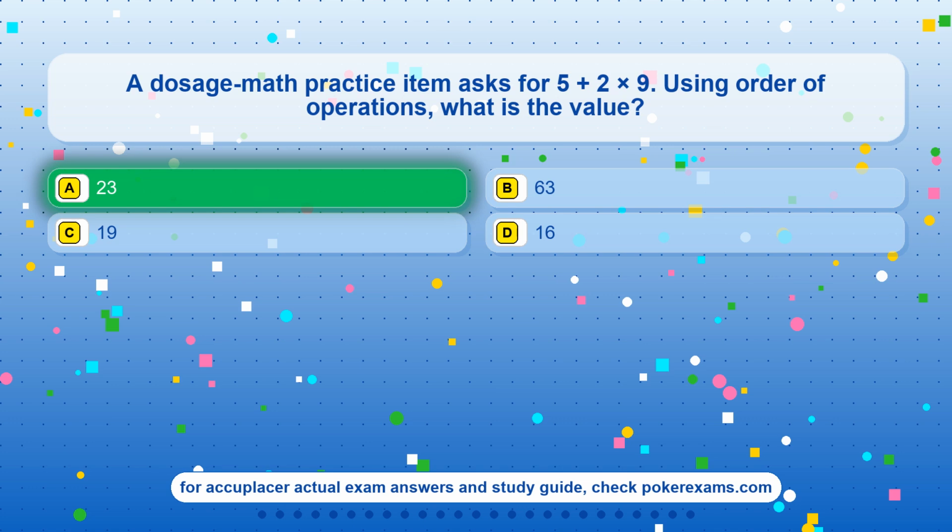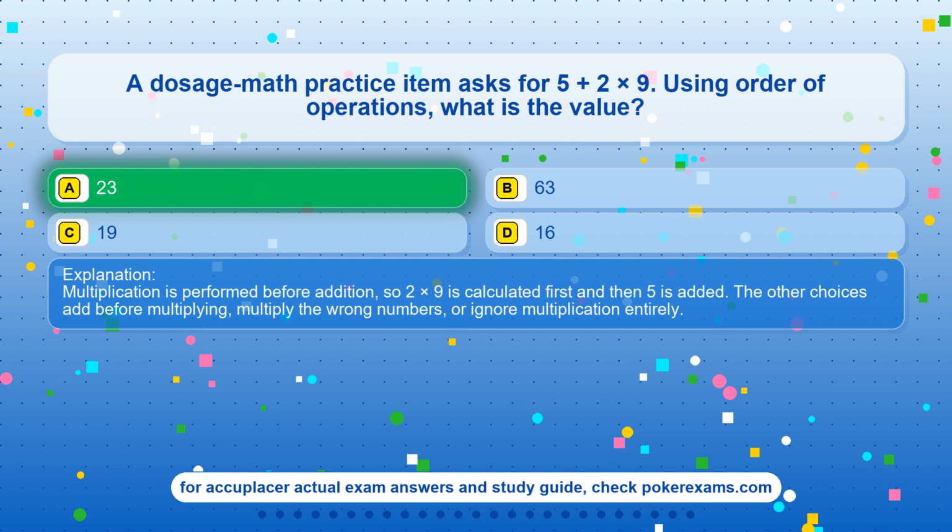The correct answer is option A, 23. Multiplication is performed before addition, so 2 times 9 is calculated first and then 5 is added. The other choices add before multiplying, multiply the wrong numbers, or ignore multiplication entirely.